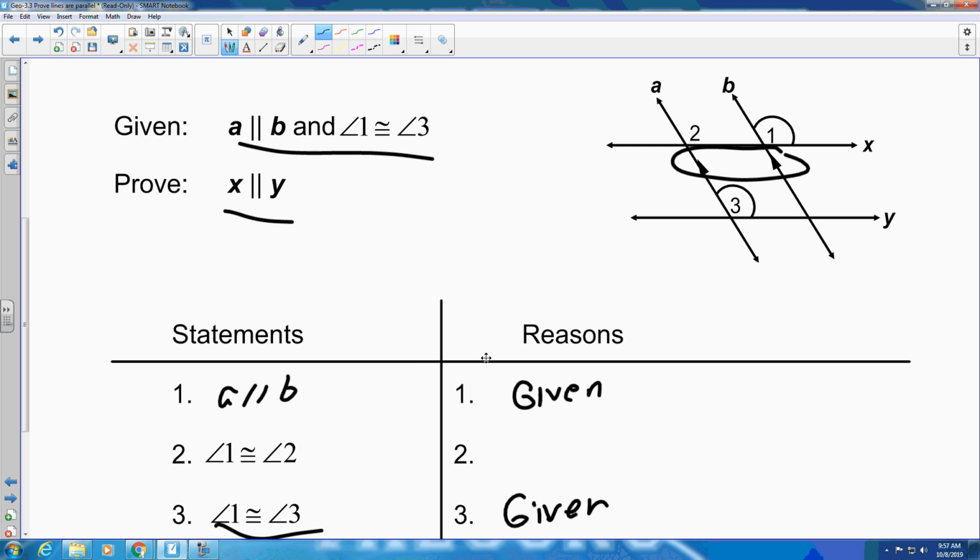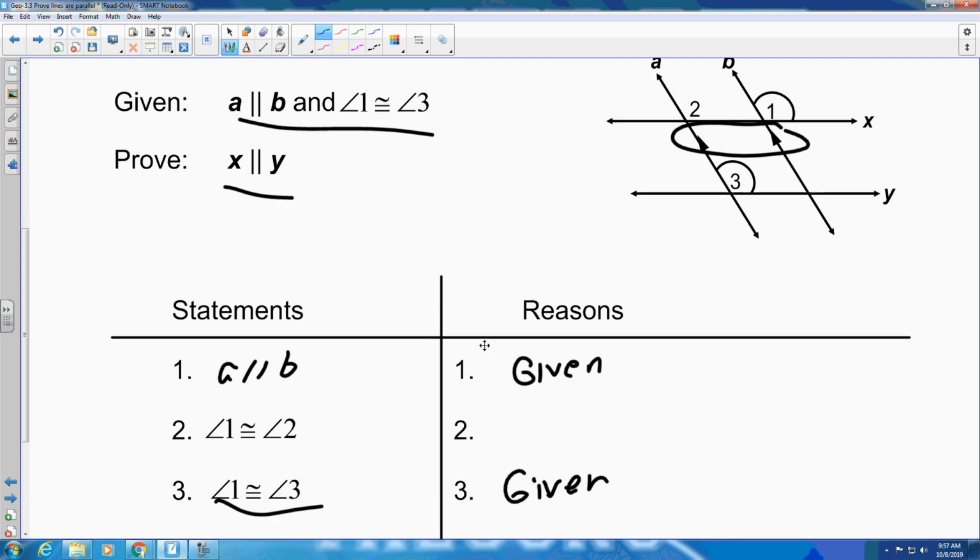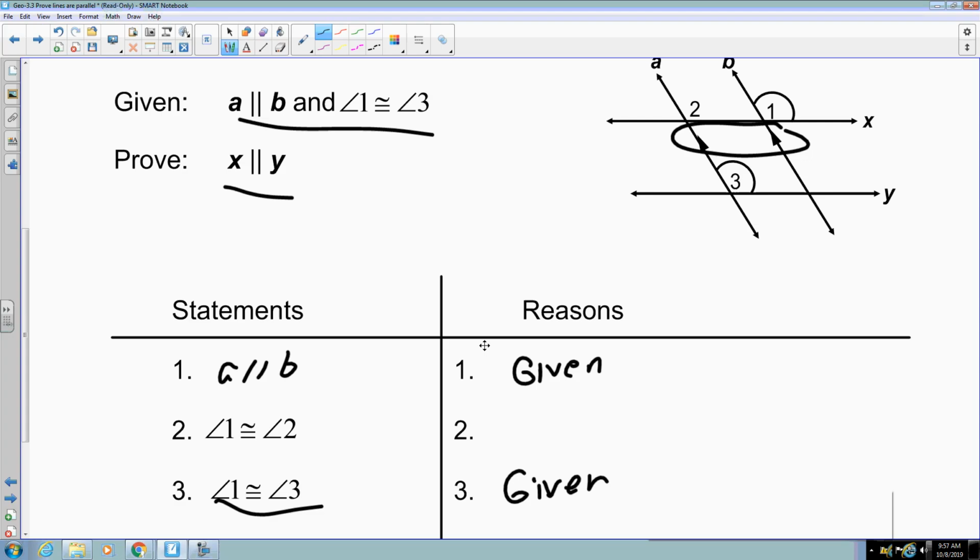So looking at the first statement, it's telling us that angle 1 is congruent to angle 2. If you look at angle 1, it's top right. Angle 2 is top right also. I could say that corresponding angles is my reason that those are congruent.